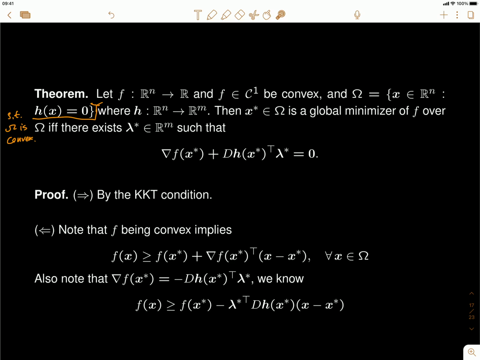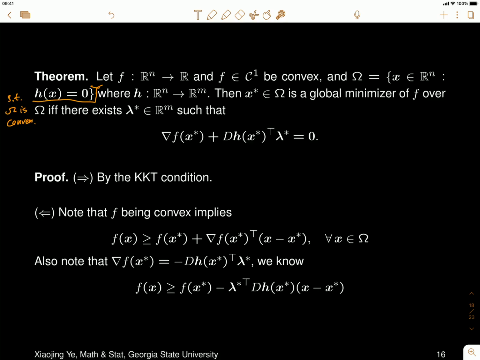Okay, and to show that, let's see that because f is a convex function, for any x in omega, this is true, right? The f of x is greater than or equal to that. This is because f is a convex function. On the other hand, we know that this is true for some lambda star. So we can replace the gradient f x star by the negative of this, since I just moved this to the right. So the gradient f of x star is just equal to this. And then I can substitute this, since I have the gradient f of x star here. So I just substitute that by this, and then we'll end up with that.